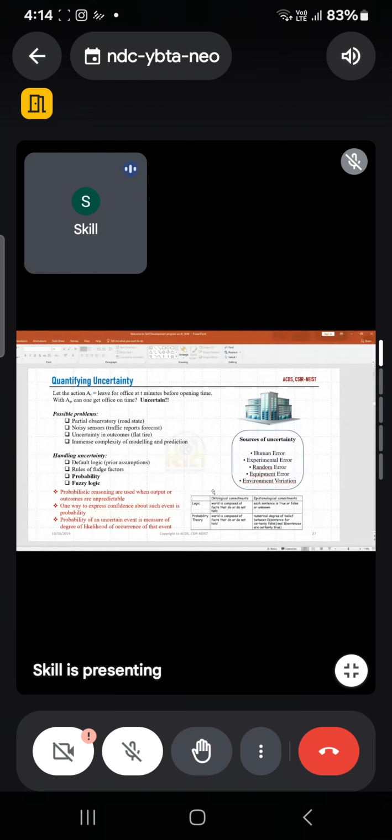Then uncertain outcomes, flat tires. Another possible problem is that although the current state of a system is well known, certain outcomes are still uncertain. For example, a car is predicted to be running smoothly on a well-maintained road, but an unforeseen event like a flat tire can occur randomly, disrupting the predictions. So that situation may also come.